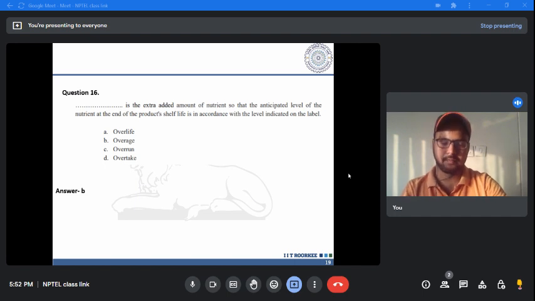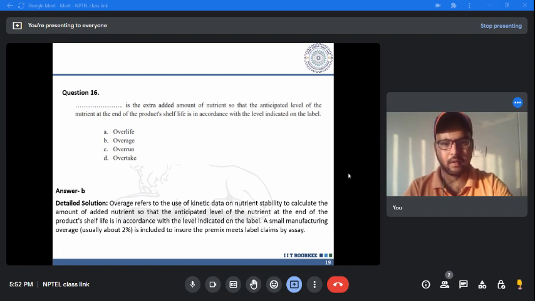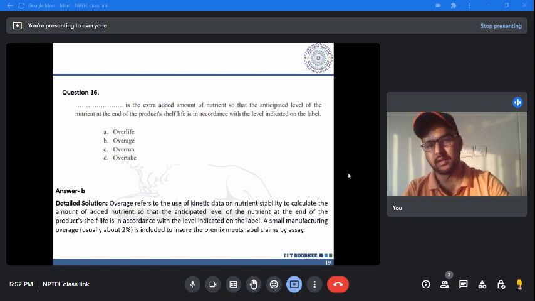So the right answer for this question is B, overage. Overage refers to the use of kinetic data on nutrient stability to calculate the amount of added nutrients so that the anticipated level of the nutrient at the end of the product shelf life is in accordance with the level indicated on the label. A small manufacturing overage, usually 2%, is included to ensure the premix meets label claims. So the right answer is 2%.